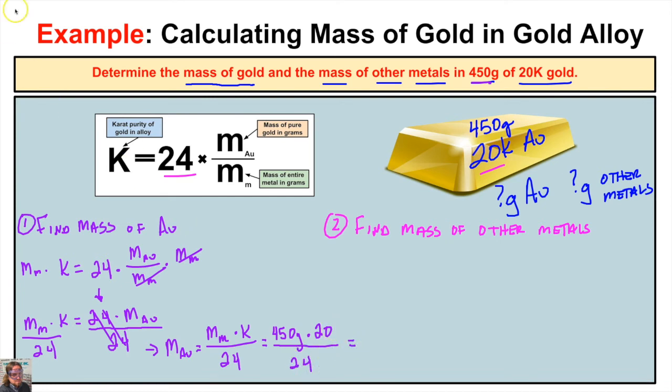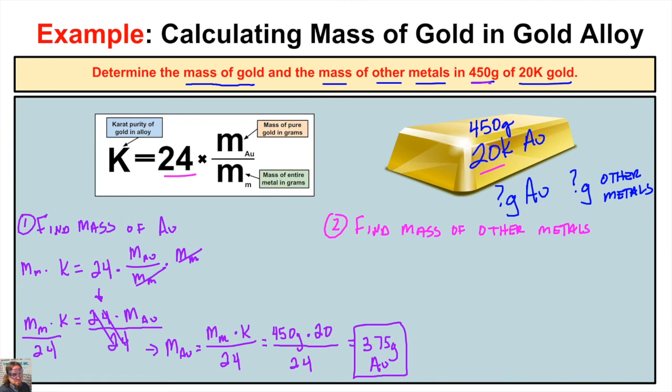And so when we put this in our calculator, we're going to end up with 375 grams of gold. So if we have 450 grams of 20 karat gold, 375 grams of it will be gold.